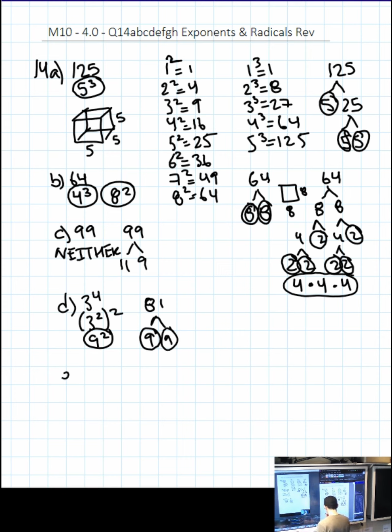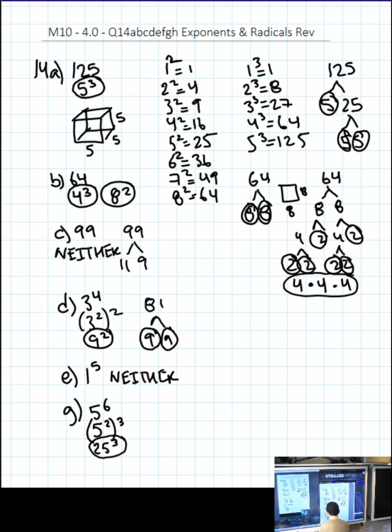Okay, E. So we have 1 to the 5. Well, we don't have a squared exponent, we don't have a cubed exponent, so neither. Okay, G. We have 5 to the 6. Well, again, we can separate the exponents into 5 squared cubed, which is just 25 cubed, which is a perfect cube. And we also could have separated it being 5 cubed.